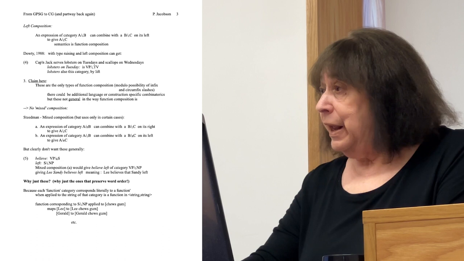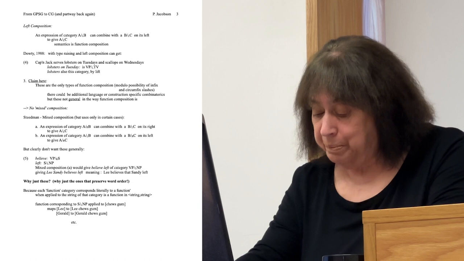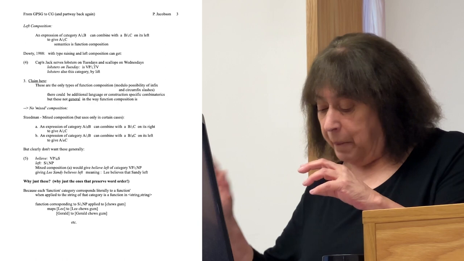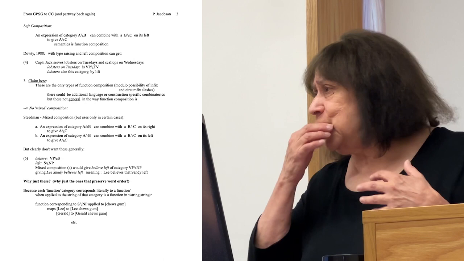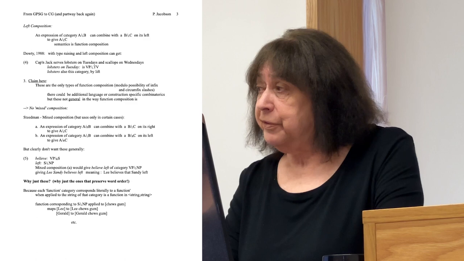So Mark has argued for additional things called either crossed or mixed composition, which I just sketch out in A and B here, where you can get something that wants an A, which wants a B to its right, combining with something, a B that wants a C to its left, to give an A that wants a C to its left. And I want to argue there could be language particular instances of this, but it's not freely available the way right and left composition are. And the reason is because if you really think of syntactic categories as corresponding to functions, that would not be function composition.